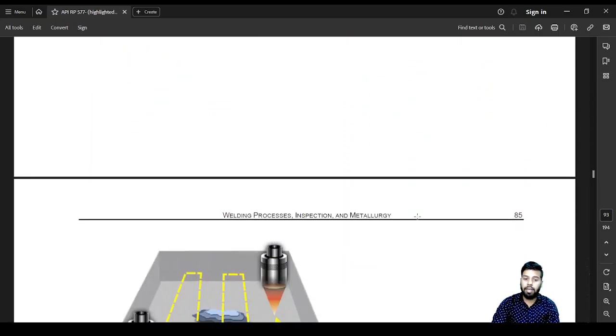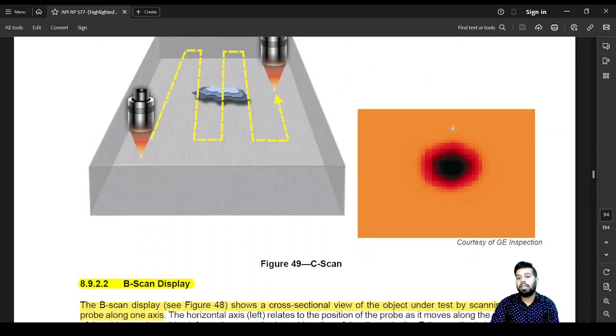Then in a C-scan, you'll be able to see the top view. In the top view, you are able to see the shape of the discontinuity, but you are not able to see its depth or its location from the surface. Depending on what kind of inspection you are doing, generally for manual inspection, A-scan is preferred.